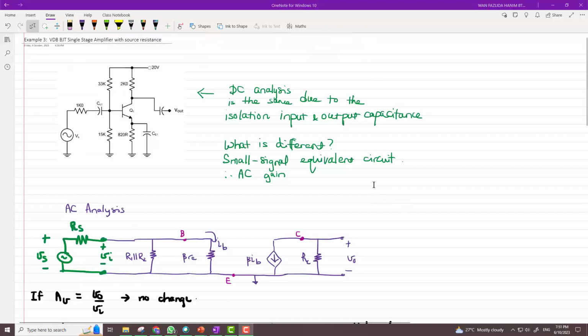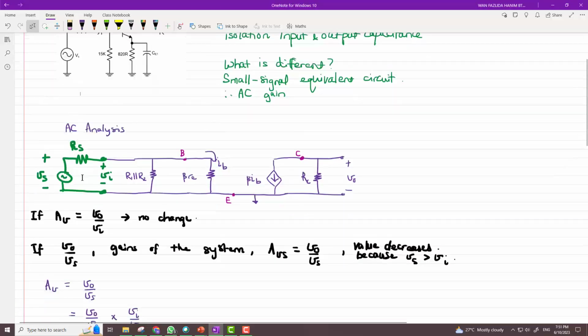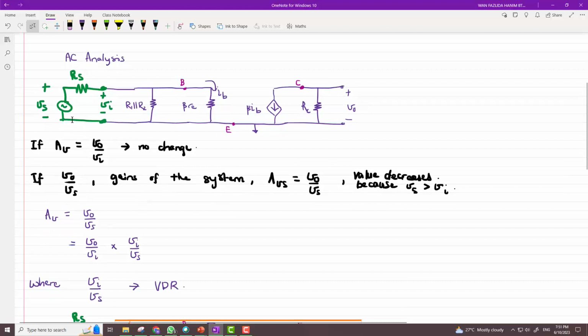I'm just going to include one more recap from analog 1, which is what happens if there is a source resistance here. This is the same amplifier, but the source resistance is 1 kilo ohm. The DC analysis is the same, because this isolation capacitance will keep this voltage source and the 1 kilo ohm away from the DC biasing action to the bipolar junction transistor. What is different is the small signal equivalent circuit, and it will affect the AC gain. When I do my AC analysis, the small signal equivalent circuit now will have to include the source resistance RS, because the capacitance acts as a short circuit, and therefore there will be a connection to the amplifier.